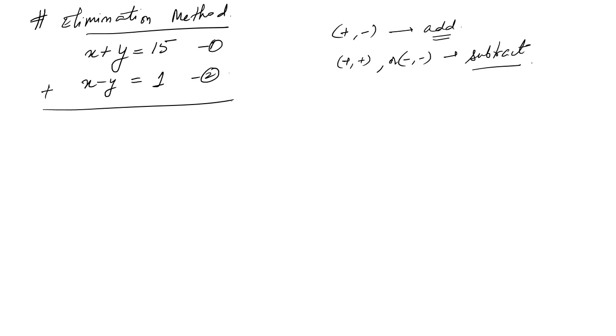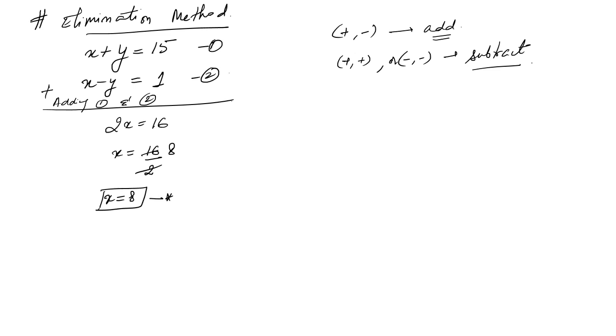What we'll get by adding equation 1 and 2, this y will get cancelled. ठीक है, तो we are left with x plus x is 2x and 15 plus 1 is 16. From here, x will be equal to 16 by 2, that is equal to 8. From here, we get x equals to 8, right? I hope this is clear.